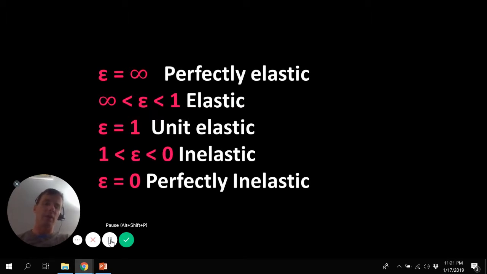A value between infinity and 1 would suggest that demand is somewhat elastic, which means sensitive to price. A value equal to 1 suggests unit elasticity. This means that a 1% increase in price would lead to a 1% decrease in demand. If the value of epsilon is between 0 and 1, that suggests that demand is inelastic, which means that a 1% change in price leads to a less than 1% decrease in demand. And then an epsilon value of 0 suggests that demand is perfectly inelastic, and that means that it's not sensitive to price in any way.